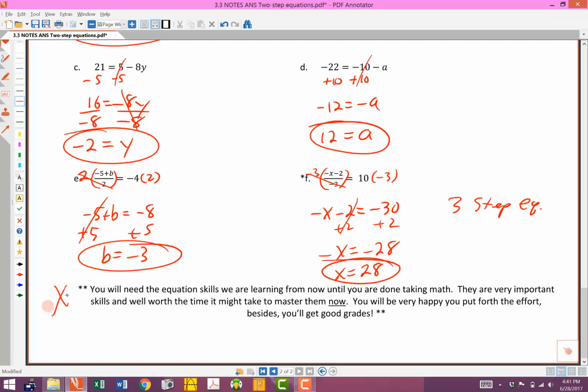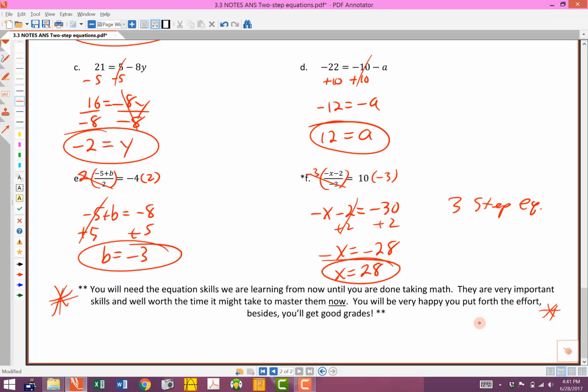Now, I can't emphasize this enough. You are really going to need these equation solving skills. It's used in every single math class you're going to take from now on. So it's really important that you have these skills, and it's well worth your time to master them now. If you figure this out at this point, you're going to be much better off. You're going to be really happy you put forth the effort.